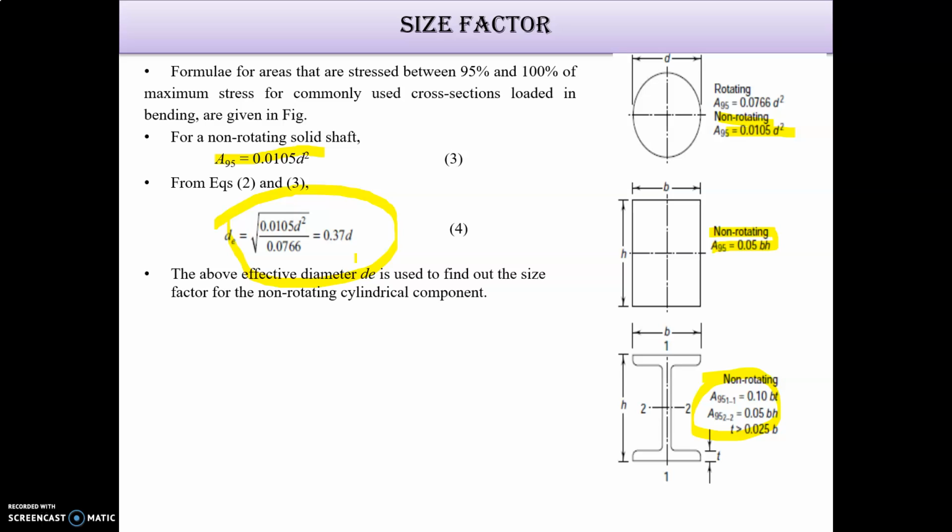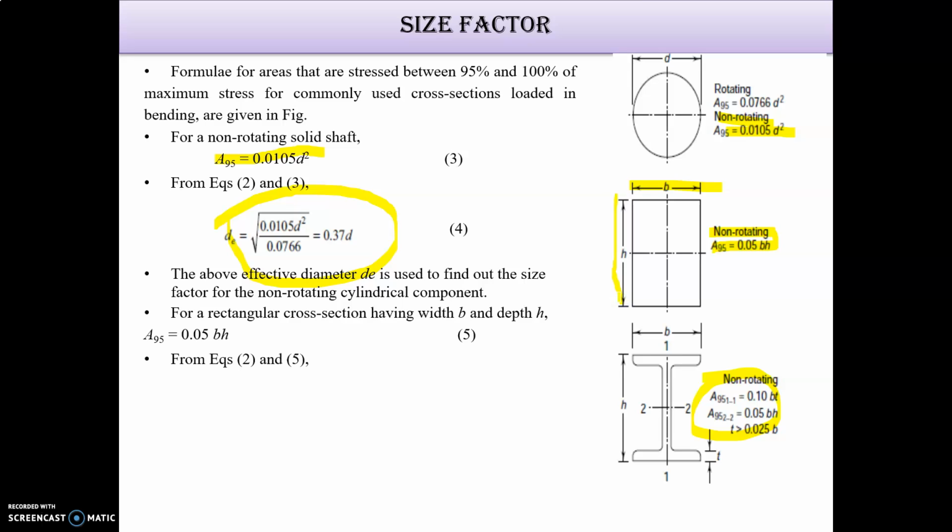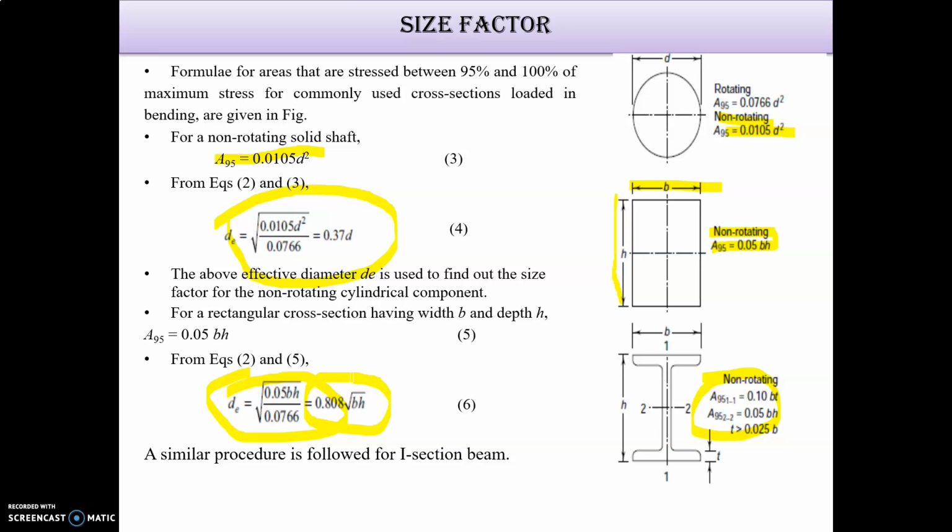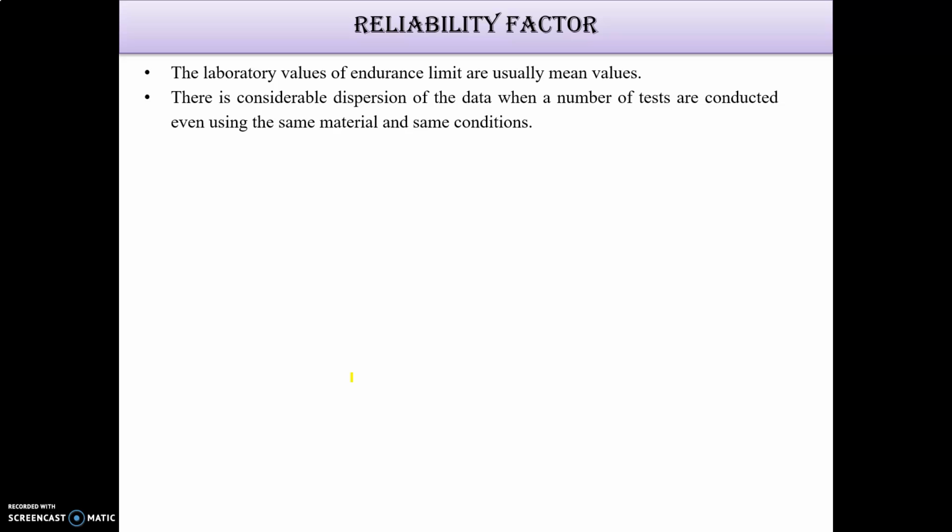So the above effective diameter is used to find the size factor for the non-rotating cylindrical component, the component which is not rotating. Now for other sections, for rectangular sections, width B and height H can be considered. This is the B and this is the H. So here 0.95 into 0.05 BH. Based on this you will get a value, and this is the formula for it. A similar procedure applies for an I-section beam, and in this way you will get a formula for each and every section. So these are the laboratory values of the endurance limit.